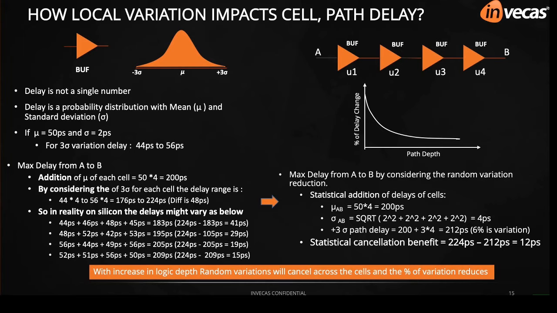But in reality, since all the cells will not really go to the extreme conditions, and also because of the cancellation of the random variations across the cells, whenever the depth of the logic is more, we should remove certain pessimism which is involved in the above calculations. There are several methods which evolved over the period of time, which we will discuss in more detail in the next slides. One such technique is shown here, where the statistical addition is done, which resulted in an overall delay from A to B of 212 ps. Because of this we are getting a benefit of 12 ps. So as a summary, with increase in the logic depth, random variations will cancel across the cells and the percentage of variation reduces.